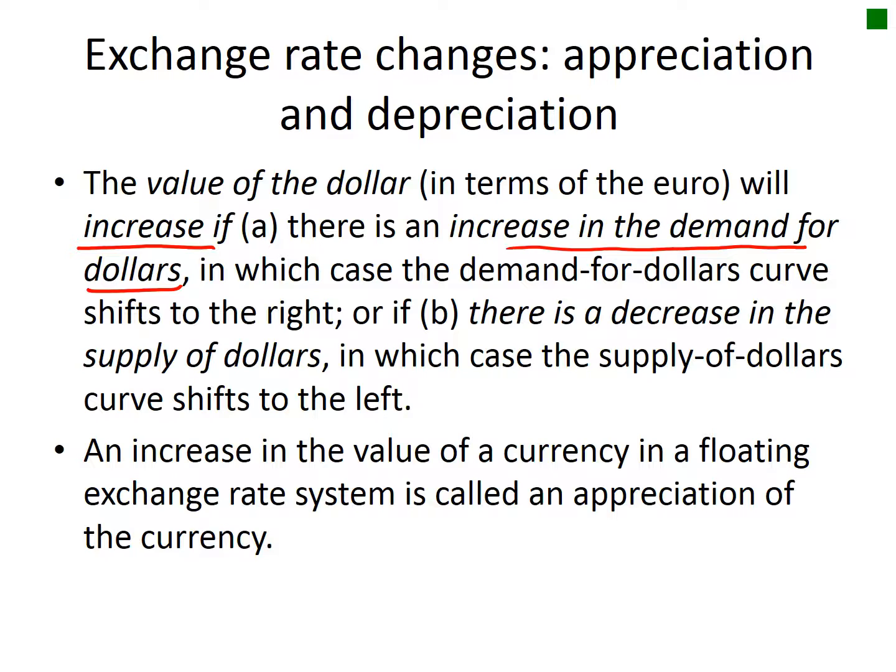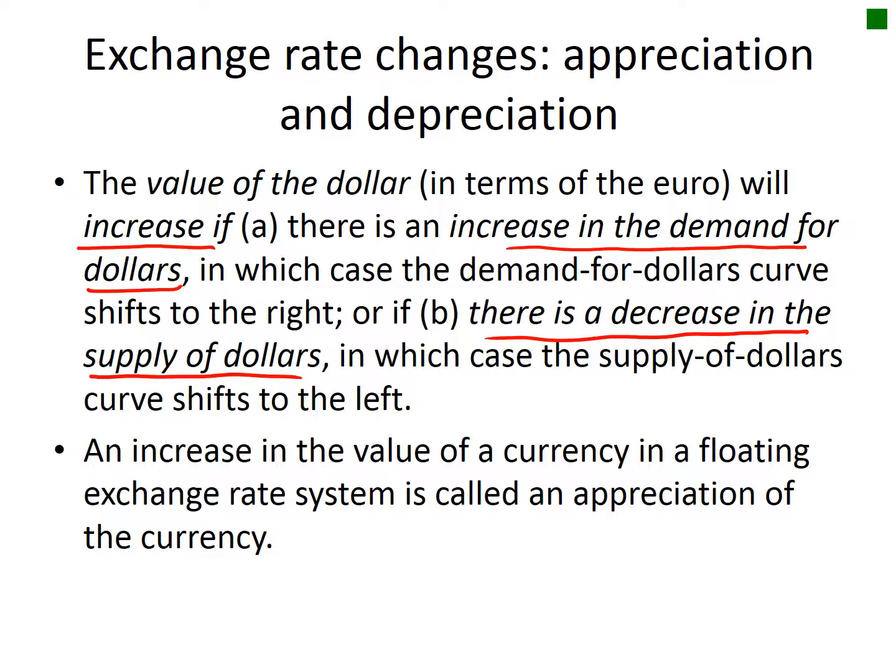Or if there's a decrease in the supply of dollars, in which case the supply of dollars curve shifts to the left. But again, you know this from micro. If there's a decrease in supply of a particular good that you're tracking, you know that the price will increase. So in this case, we have a decrease in supply of currency as opposed to a good that you can consume. So if we have a decrease in supply, you know from micro that the price will go up.